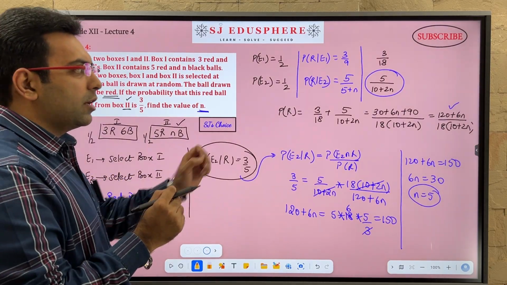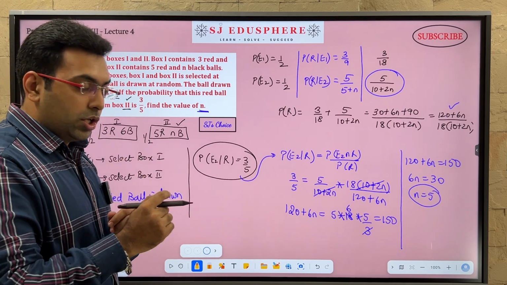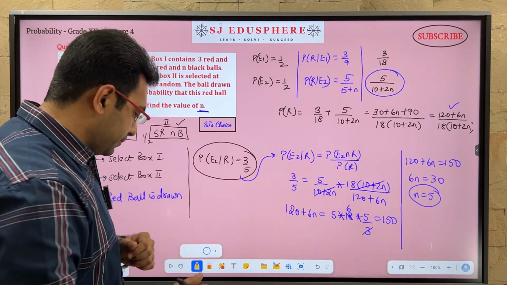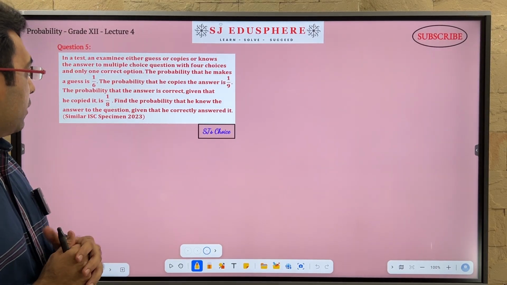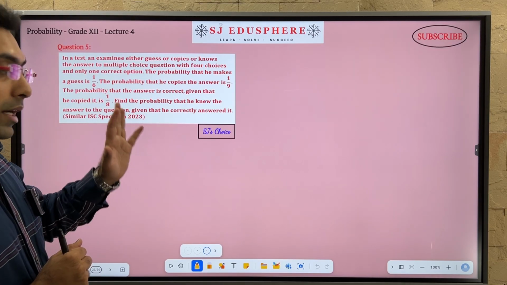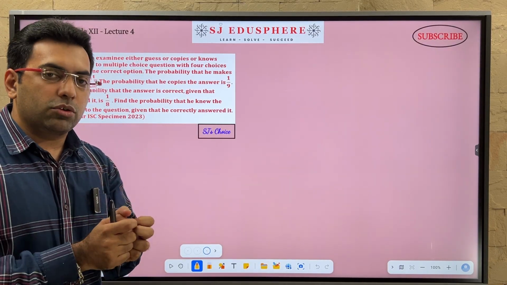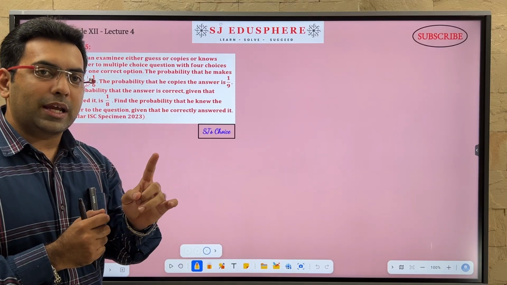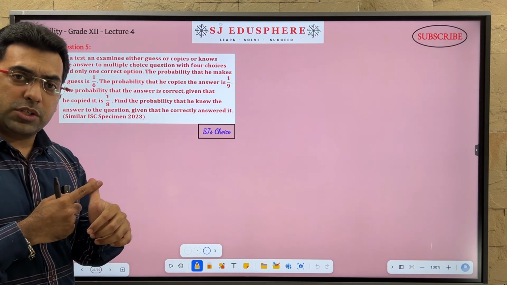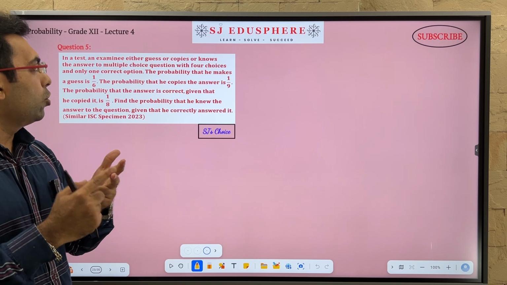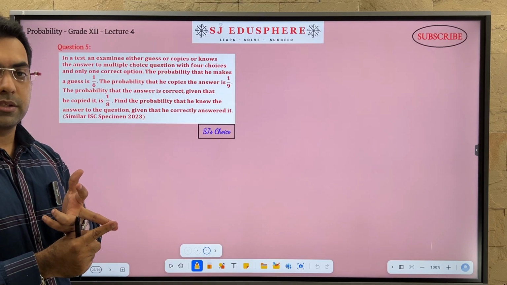A different kind of a sum using the same concept but requires your attention and your patience. So please understand this sum carefully. The next sum over here, read the question. Suppose, think from your perspective, you are solving an MCQ question which has 4 options and 1 correct answer. What can happen? In a test, an examinee either will guess the question or copy the question or knows the answer to a multiple choice question which has 4 options and 1 correct answer.